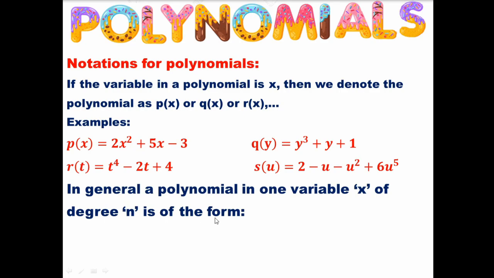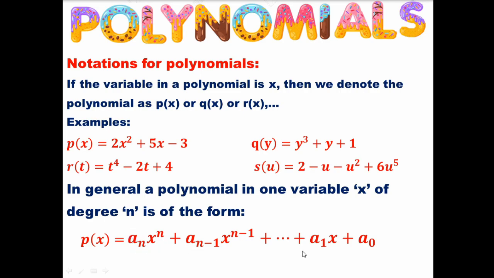Now let's see the general form of a polynomial in one variable and of degree n. It is a one variable polynomial and the variable is x, so I give the symbol p of x. And it's going to be of degree n. So the polynomial will be a_n x power n plus a_(n minus 1) x power n minus 1 plus and so on, up to a1 x plus a0. All these a0, a1, a2 and so on will be constants. And since it is a polynomial of degree n, this a_n should not be 0.